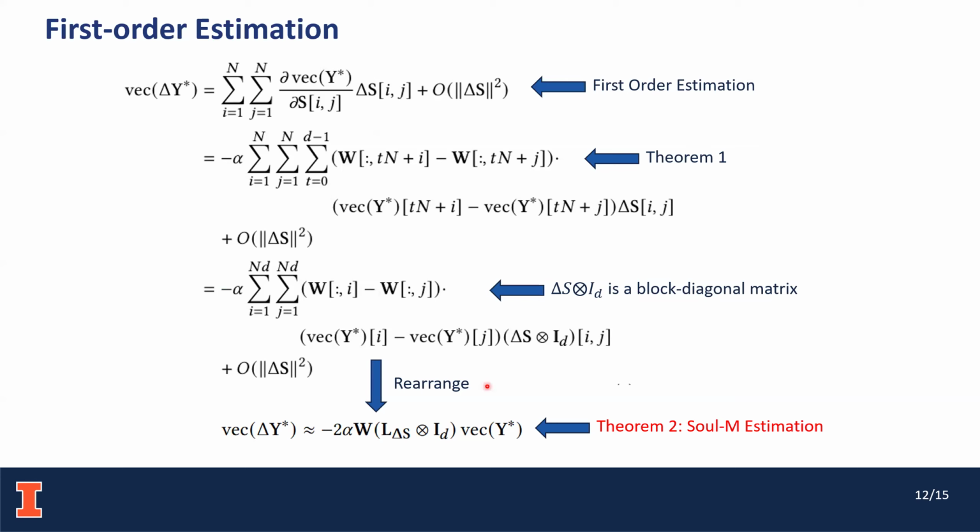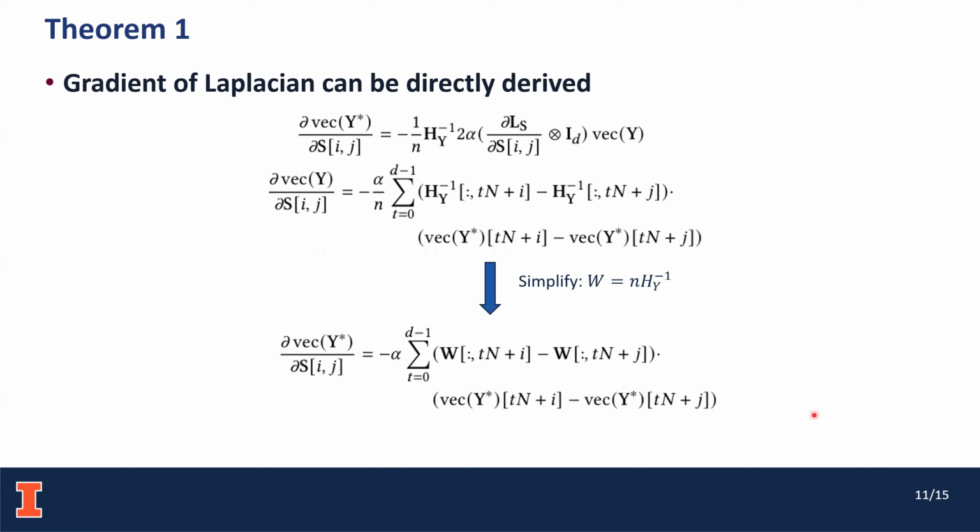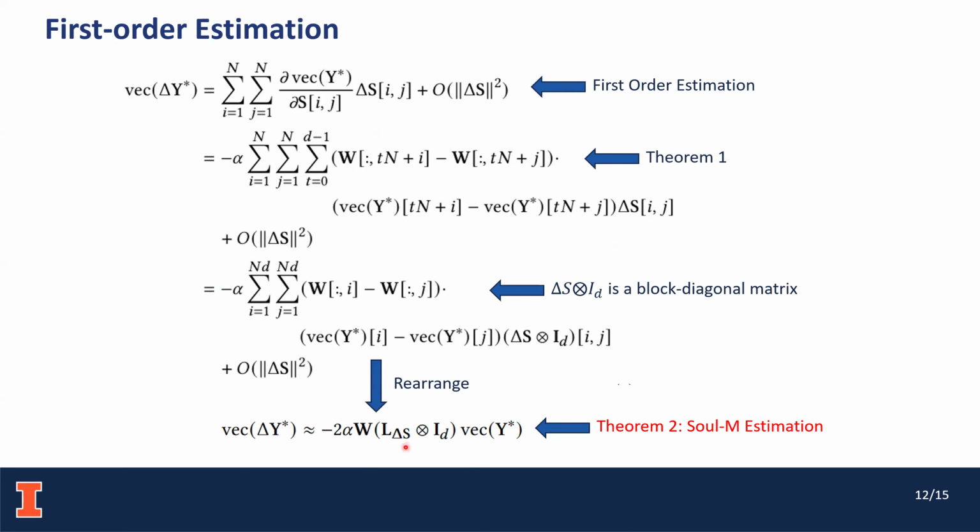the output y star, which is quite clean here, and I rewrote it into minus 2 alpha W, and W is, if I could remind you, so W here is actually n times the inversion of the Hessian matrix. So n times Kronecker product and also a vectorized y star from the informed paper.